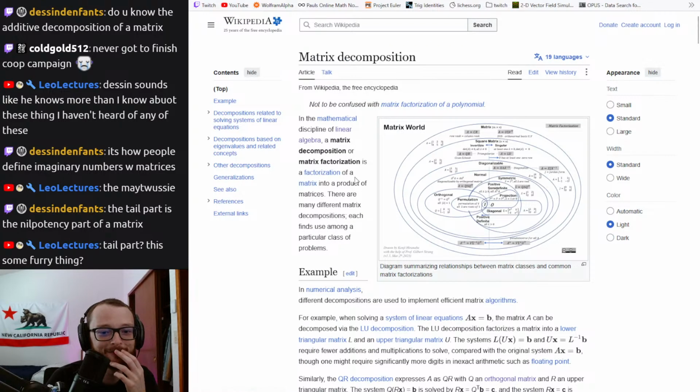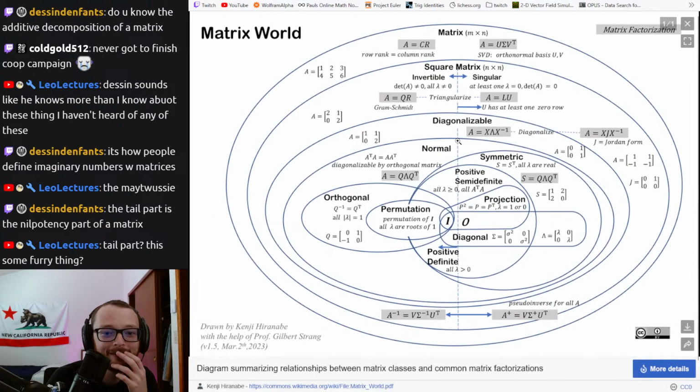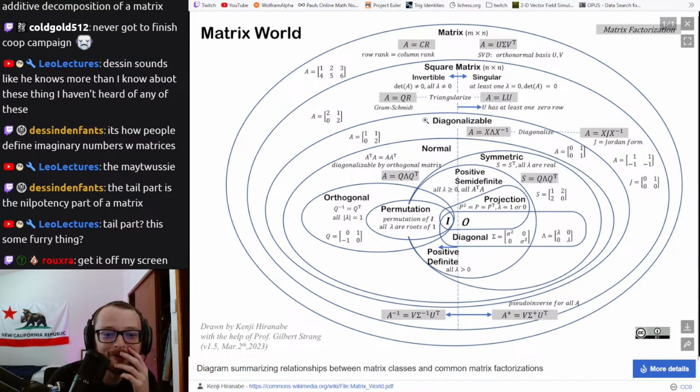Some furry thing? Maybe. What? What is this graphic? This is crazy. This should be a poster. I like this. Get it off your screen? I don't blame you. Why are pseudo inverses down here? Shouldn't they be in square matrix land?